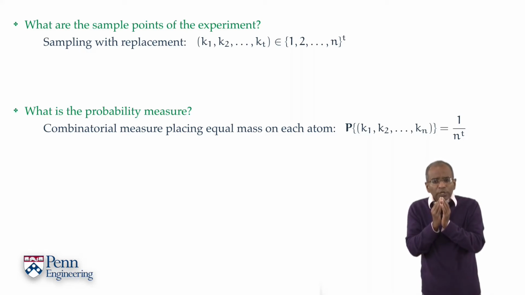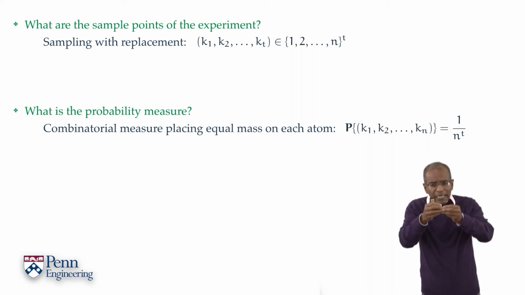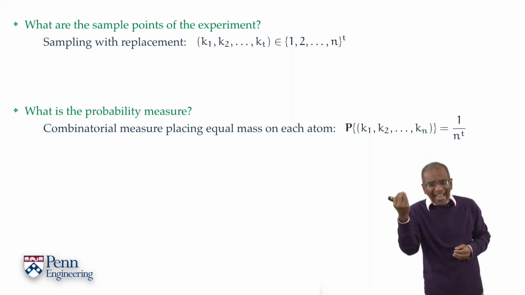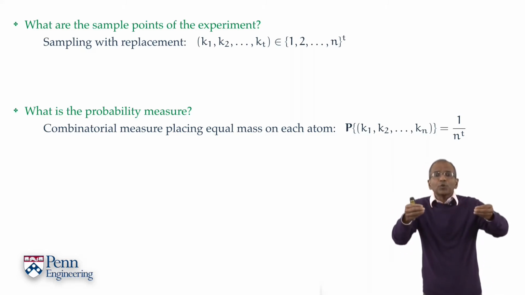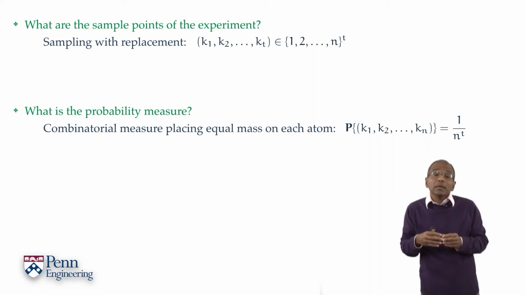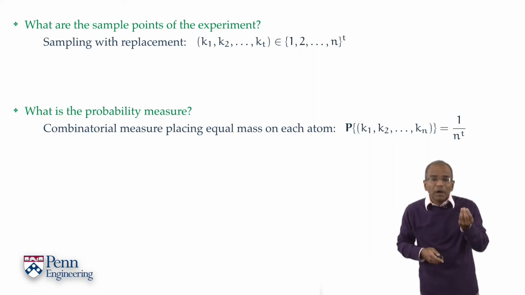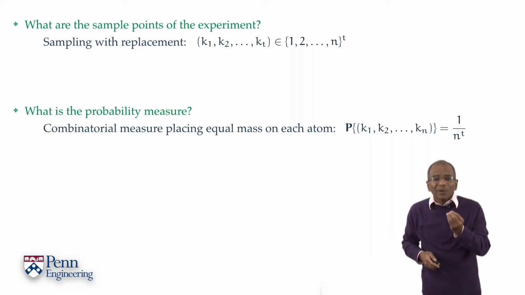The combinatorial measure is going to place equal mass on these objects. Each of these coupons has got a chance 1 in n of being selected on each trial. Therefore, a given selection of coupons has got probability by independence. We have a product measure 1 over n to the power t, or simply the reciprocal of n to the power t. Excellent. What now are the events at hand?